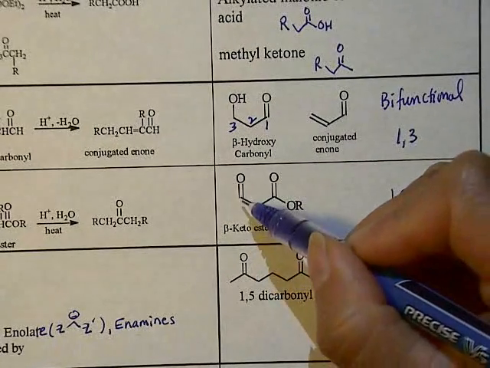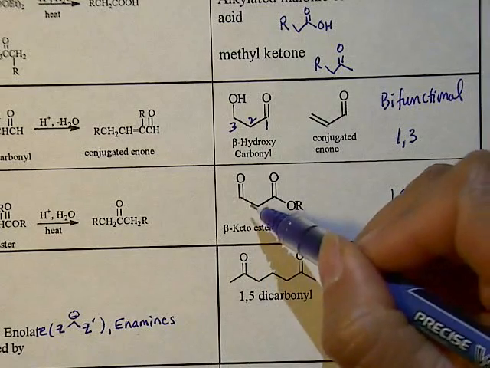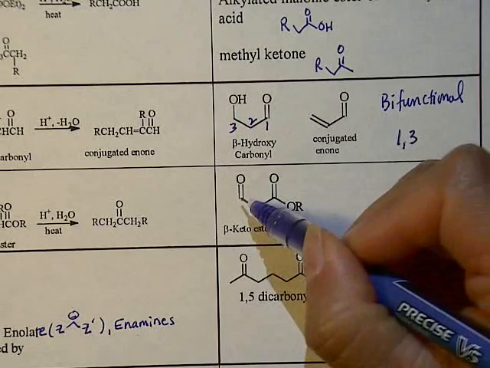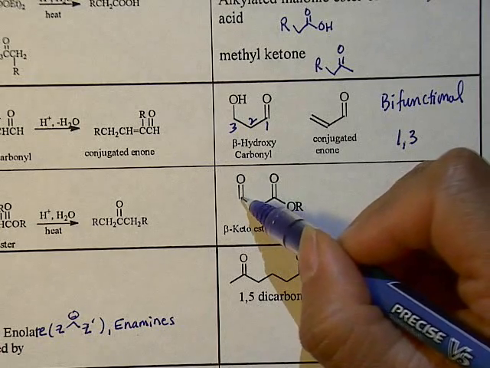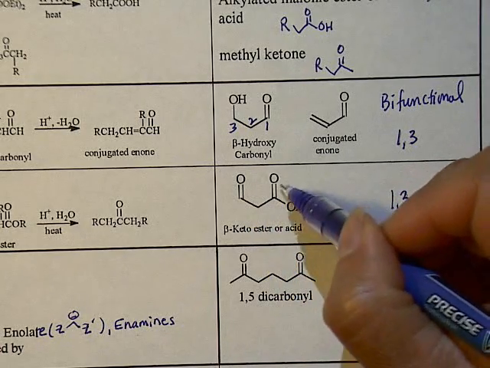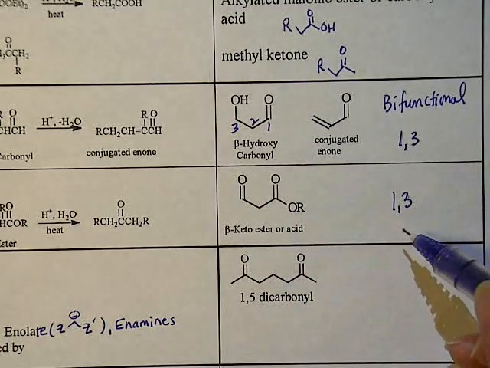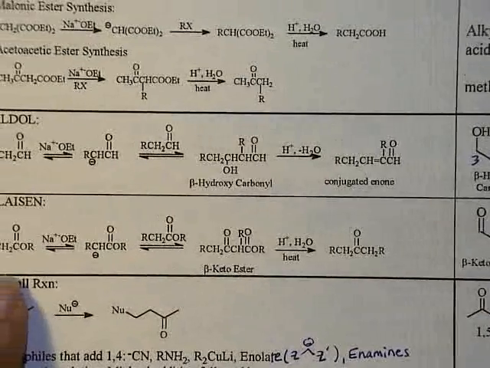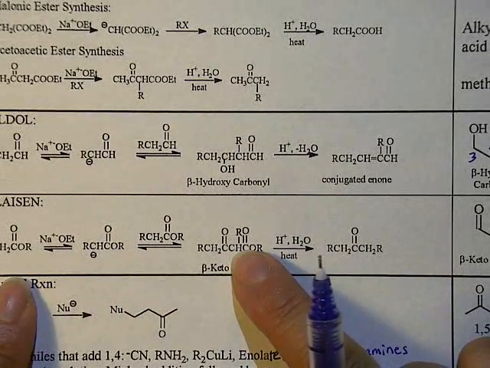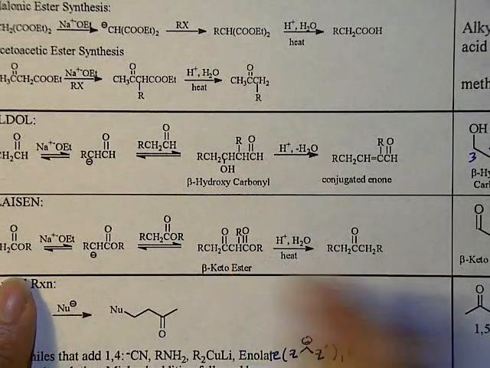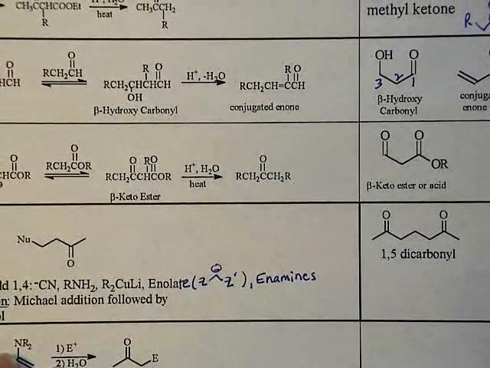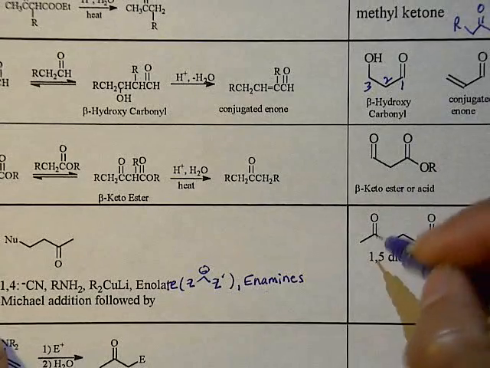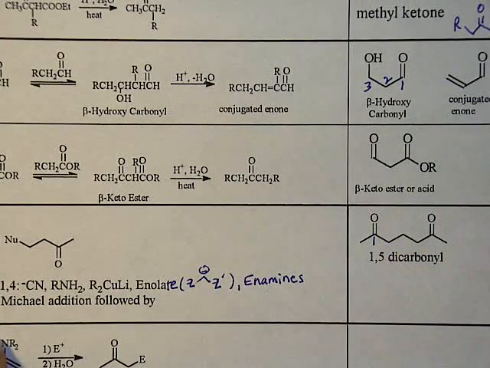If you see a beta-ketoester or acid, so in other words, once again, two functional groups in a 1,3 relationship. So you have the keto group and then an ester or an acid over here, then you're going to be thinking Claisen to produce that. Because if you look at it, that's the product that you produce.